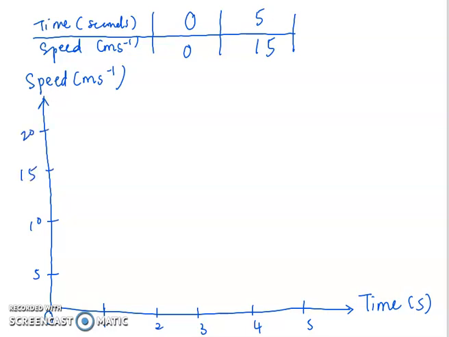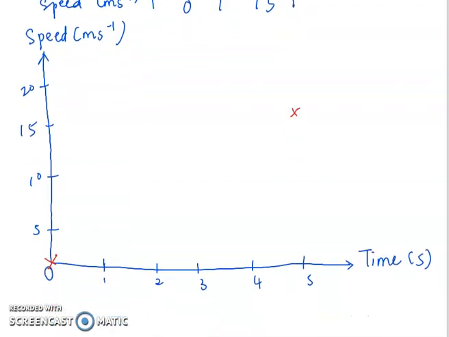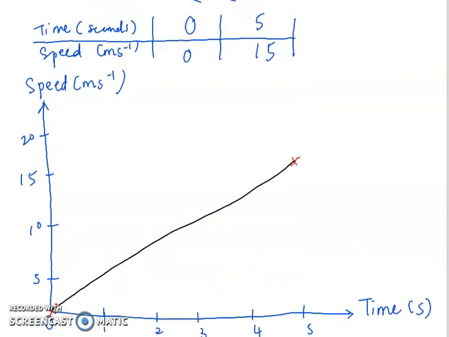Okay, and begin plotting according to the speed-time table that we have calculated just now. So at time 0, speed is 0. Time 0, speed is 0. So right here. At time 5, speed is 15. So you have your 2 points. So use a ruler to join the 2 points. Right? So there you have it. You have your speed-time graph right here.